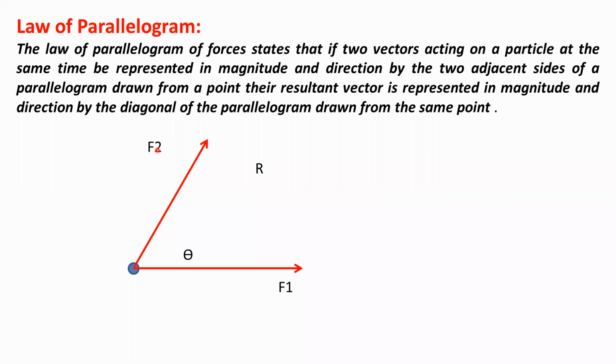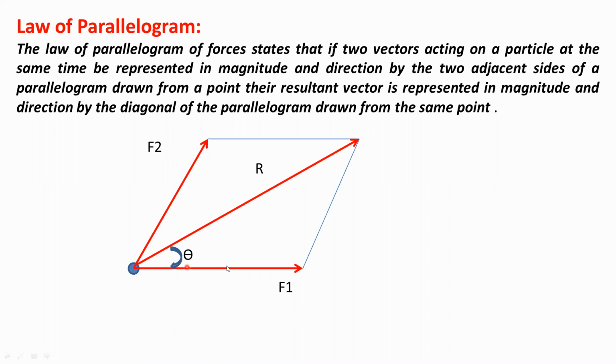Then we construct the parallelogram from F1 and F2. To construct the parallelogram, we have to draw one vector parallel to F1 and one vector parallel to F2. This will complete the parallelogram. So this is the complete parallelogram. If you want to find the resultant of F1 and F2, then this resultant can be represented by the diagonal of that parallelogram from the same point of intersection. So this is nothing but the resultant R.